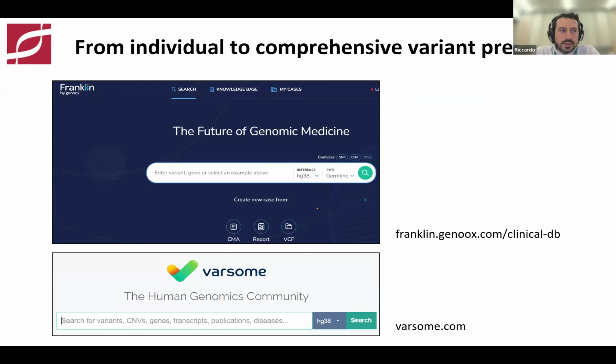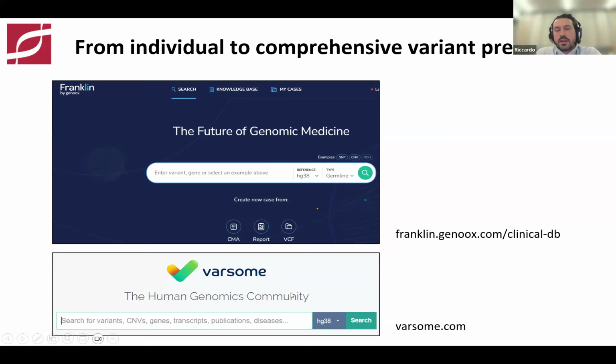But at the moment, we are also moving towards a phase in which you no longer have to look one by one at all the prediction programs. You can move on from individual to comprehensive variant predictors. These are the comprehensive predictors that we tend to use during my analysis. One is called Franklin from Genoox. The other one is VarSome. The difference is that Franklin is fully free, while VarSome is free if you do a small amount of searches. If you plan on using VarSome more consistently and frequently, they might ask you to subscribe, but for a few checks, it's still free.